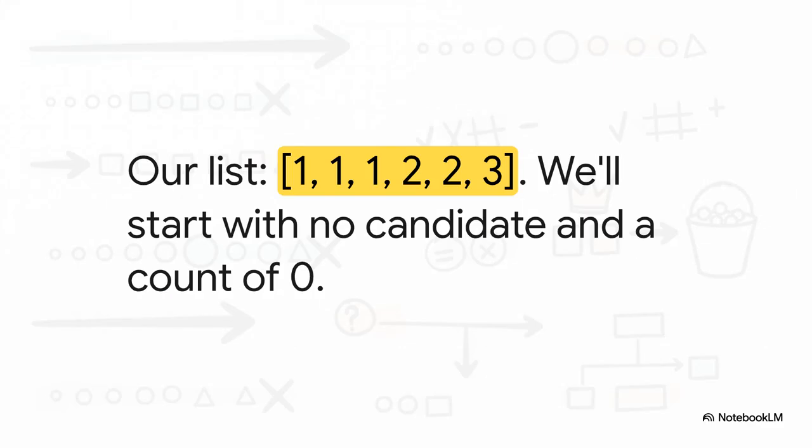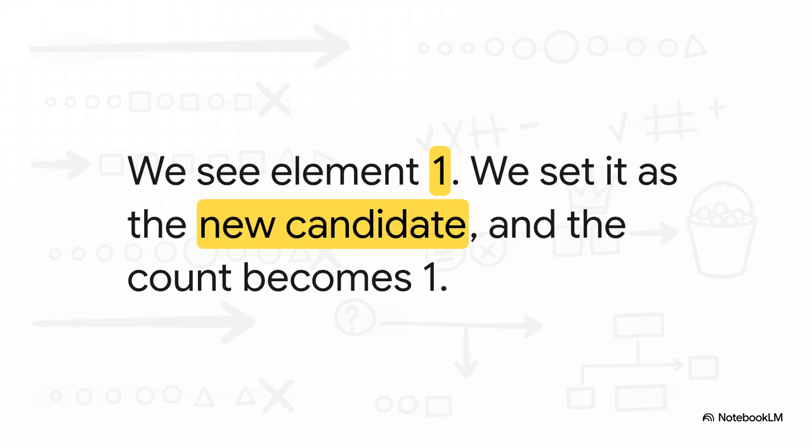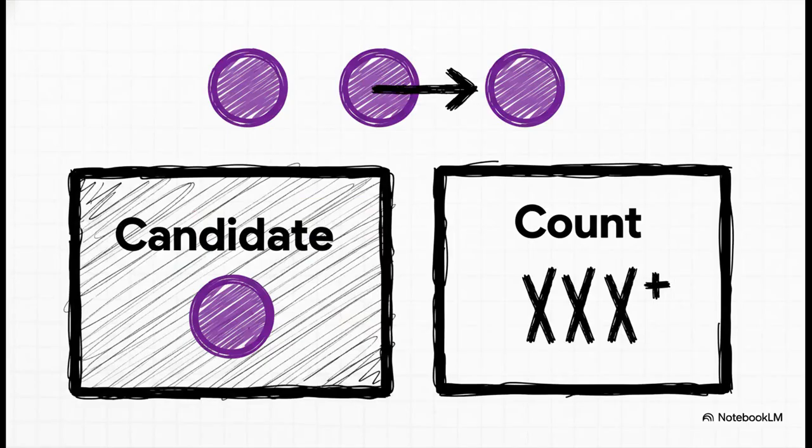All right, here's our sample list. We've got 3 1s, 2 2s, and 1 3. To start, we have no candidate, and our count is at 0. Okay, first element we see is a 1. Since our count is 0, that 1 becomes our new candidate, and we set its count to 1. Simple enough. Next up, we hit 2 more 1s. Since they match our candidate, we just increment the count for each one. So we go from 1 to 2, and then all the way up to 3. Right now, our candidate is looking pretty strong.